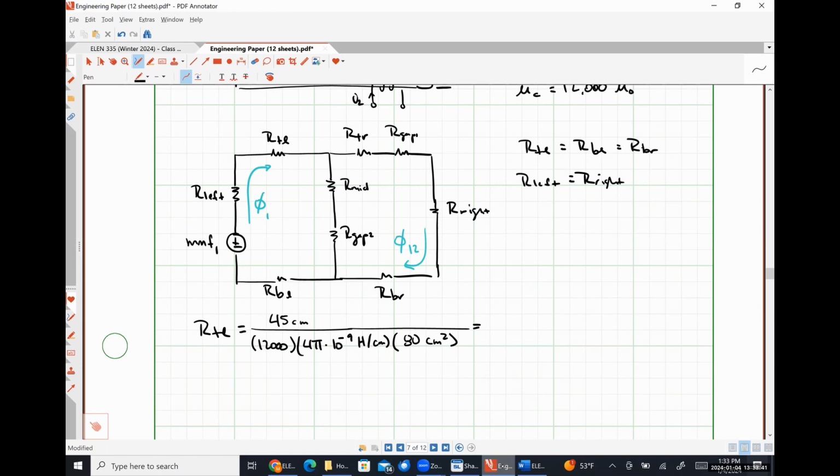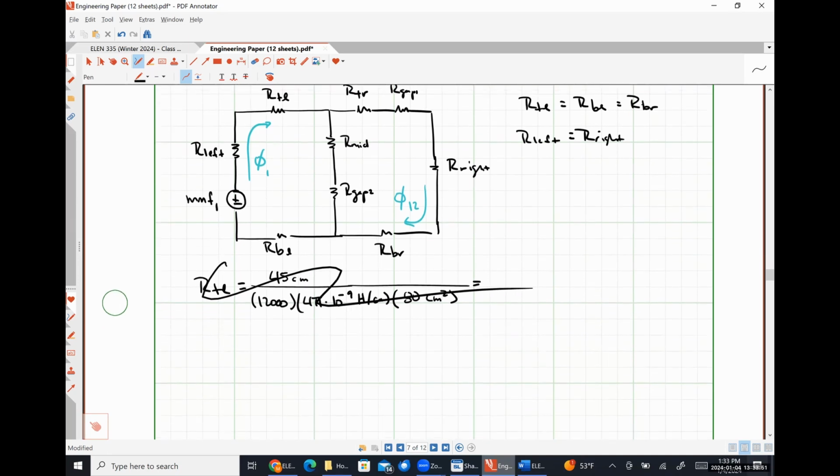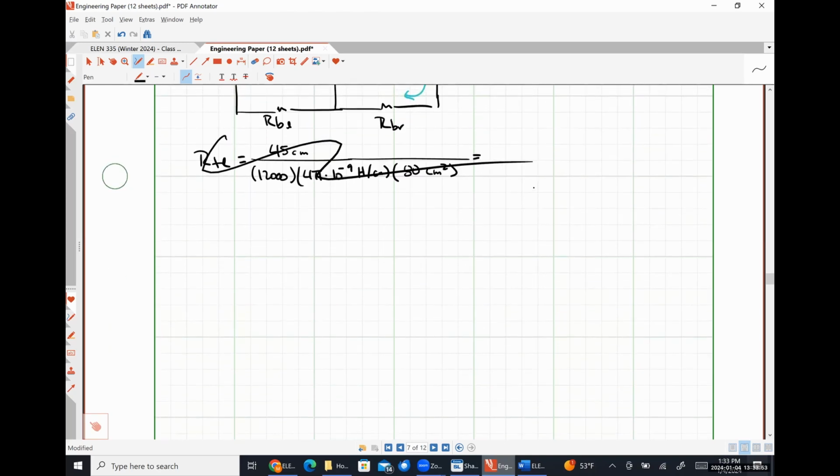Yeah, so we've done these calculations 8,000 times. Let's not bother doing this part anymore. Let's get to the nitty gritty. Okay, so let's say that we have simplified this thing down to the following circuit.